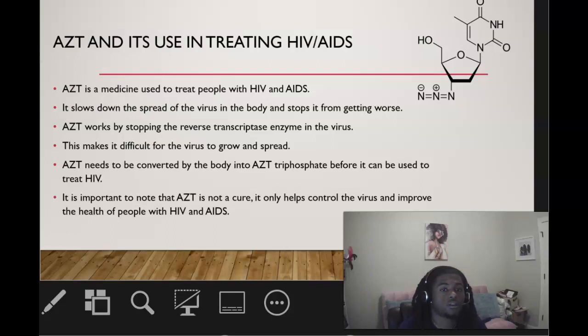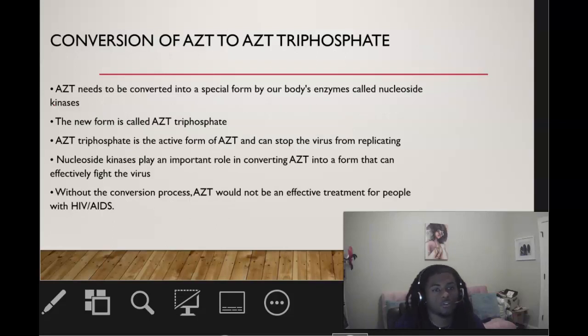So my next slide is about conversion. Conversion of AZT to AZT triphosphate.